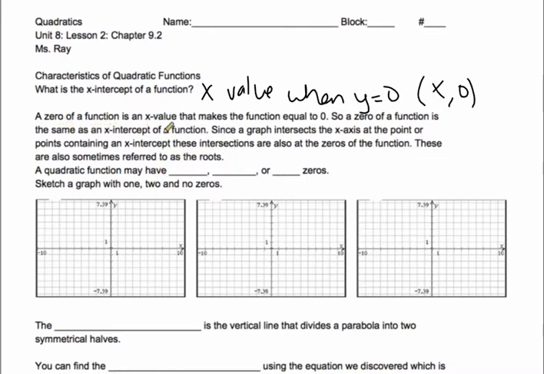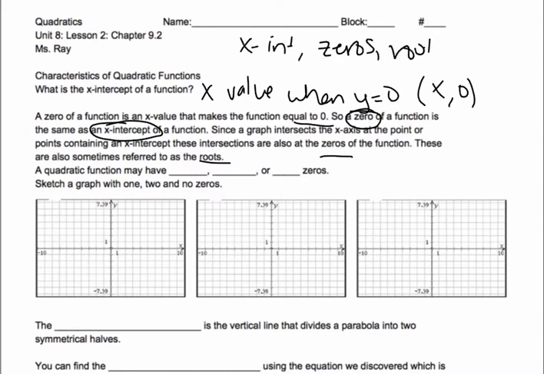So a 0 of a function is an x value that makes the function equal to 0. So a 0 is the same as an x-intercept. Okay, 0 and x-intercept are the same thing. Since a graph intersects the x-axis at the point or points containing an x-intercept, these intersections are also at the zeros of the function. These are also sometimes referred to as roots. So we have three things here: x-intercept, zeros, and roots. All of those mean the same thing. And we're also going to call them solutions. So you need to know that those all mean the same thing.